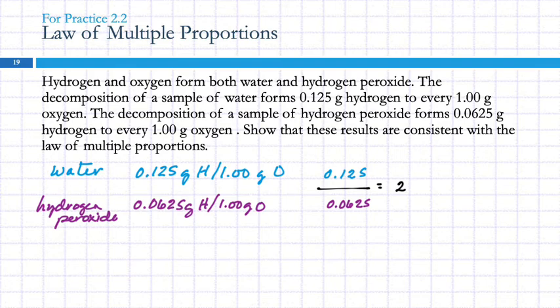And again, that's because water is H2O and hydrogen peroxide is H2O2. This one has twice as many oxygens. But if we're looking at ratio of hydrogen to oxygen, this one has twice as many hydrogens per oxygen. Any question?